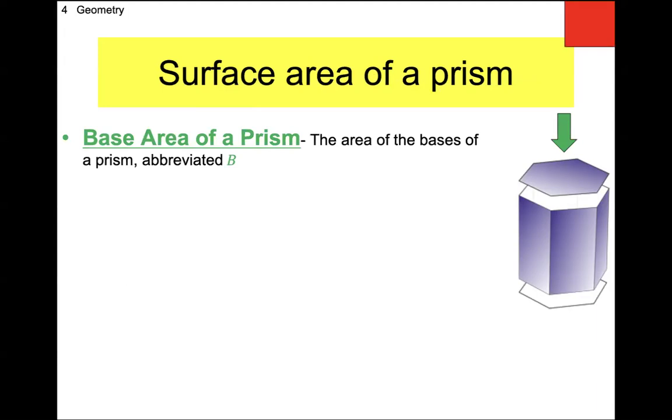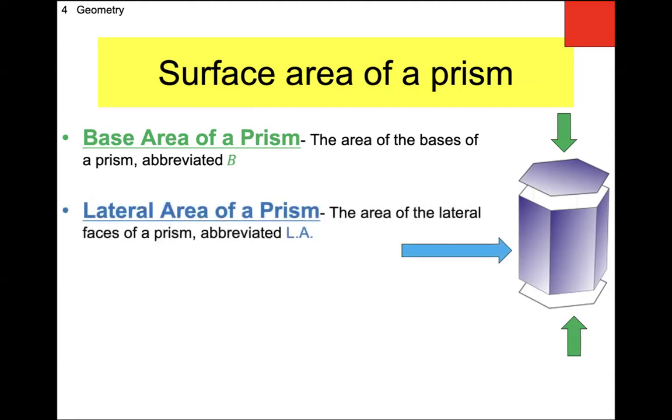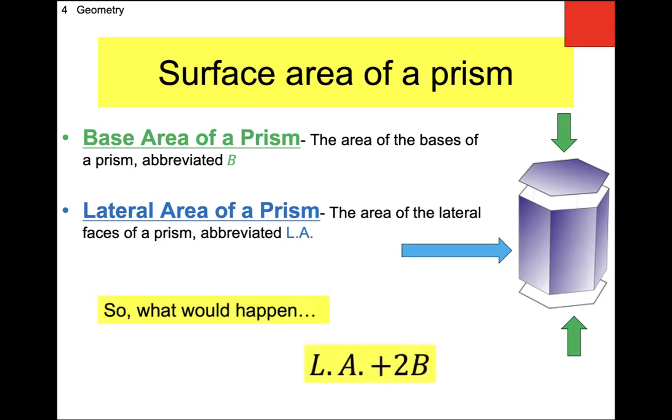So since prisms have two bases, the area of the bases of the prism is equal to 2B, 2 times the base area, because we got two of them. The sides, think this one through. Since it's going to be a right prism, we're going to call that the lateral area, and we abbreviate lateral area LA. That's just the sides. So what would happen if I took the lateral area and added 2B?